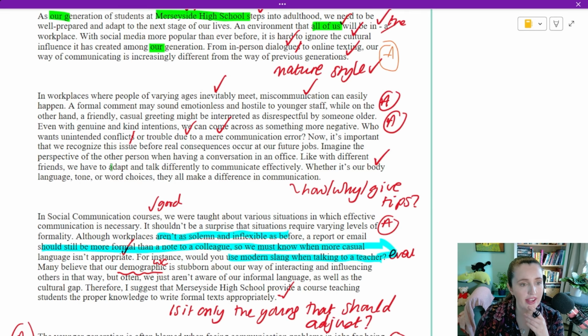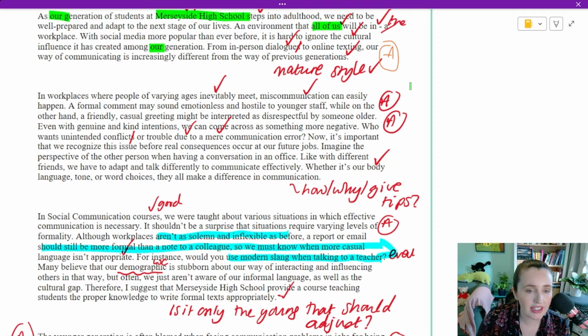Now, it's important that we recognise this issue before real consequences occur at our future jobs. Imagine the perspective of the other person when having a conversation in an office. Like with friends, we have to adapt and talk differently to communicate effectively. Whether it's our body language, tone, or word choices, they all make a difference in communication. This is getting towards evaluation, but not quite.